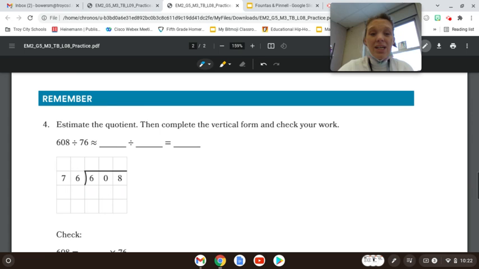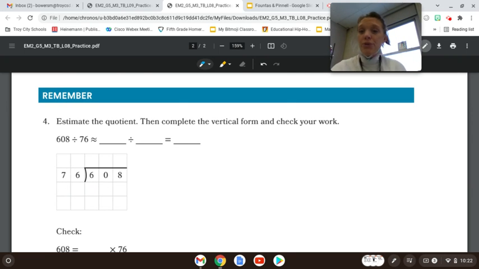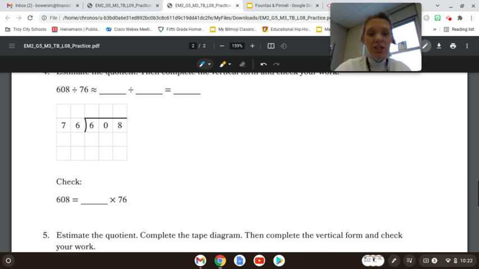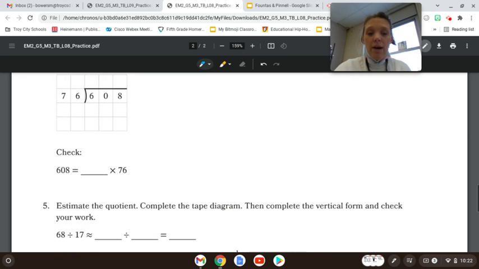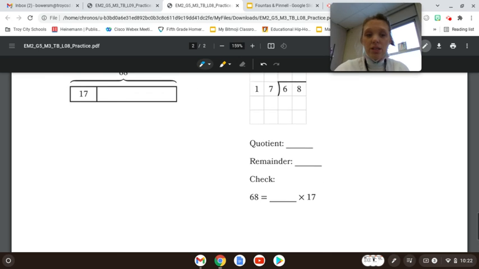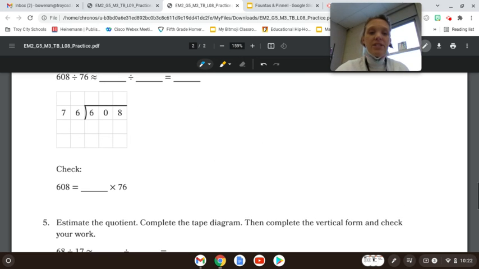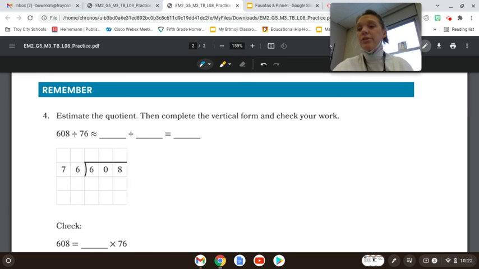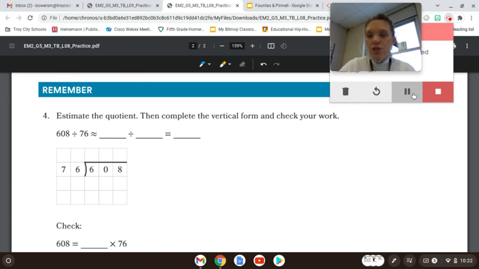All right, the next page is actually review. So I'm not going to go over the back because this is from last unit where we did some division. They can use their strategies of a tape diagram, standard algorithm, partial quotients, whatever division strategy they want to refer back to is great. All right, so let's take a look at the next page.